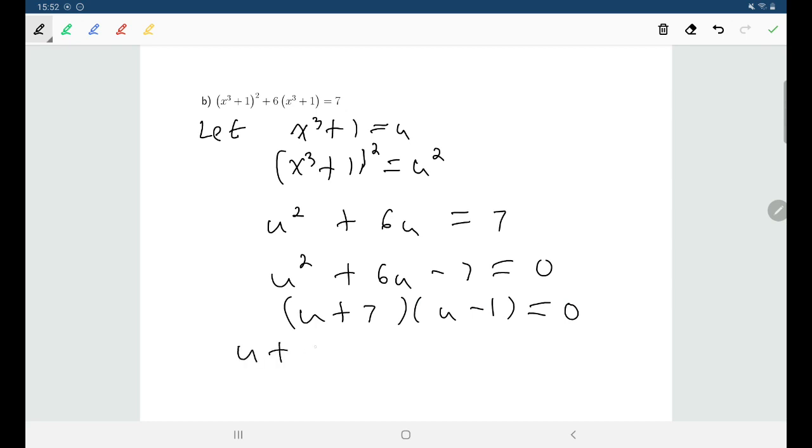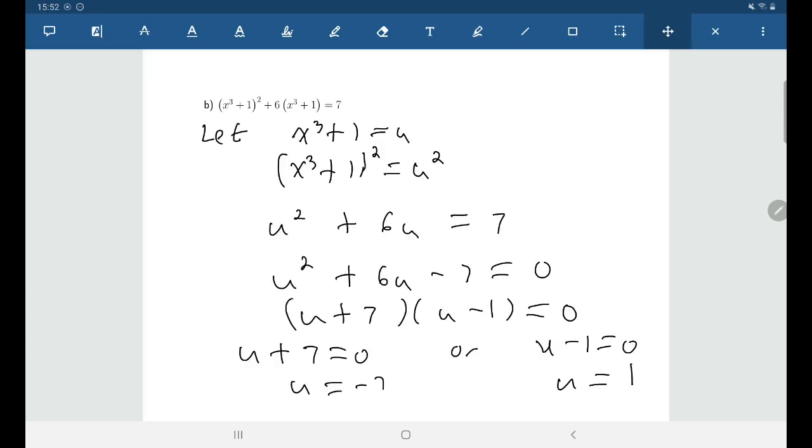So I have that u plus 7 is 0, or u minus 1 is 0. So I have the conclusion that either u is negative 7 or u is positive 1. And then, of course, we need to go back and find out what is x.